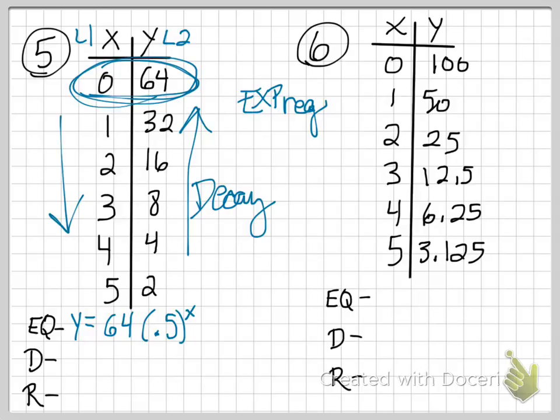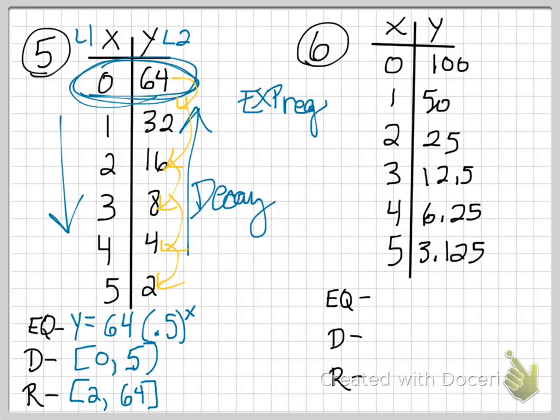Yes. And you know, we could have figured that out by hand just by cutting each one in half. You can see the pattern. So what's the domain? We went from 0 to 5. And what's the range? It goes from 2 to 64. Remember, you always go low to high.